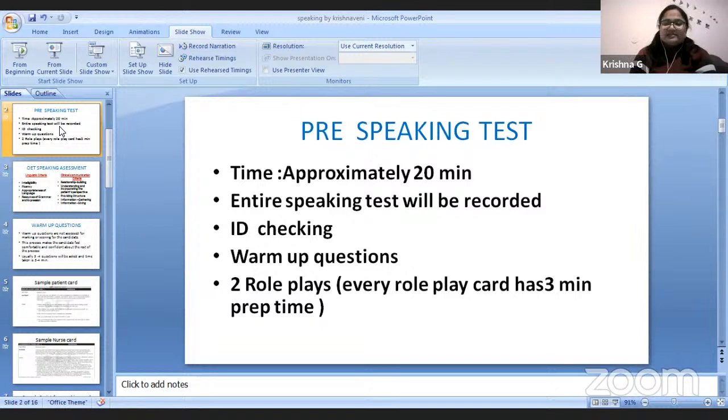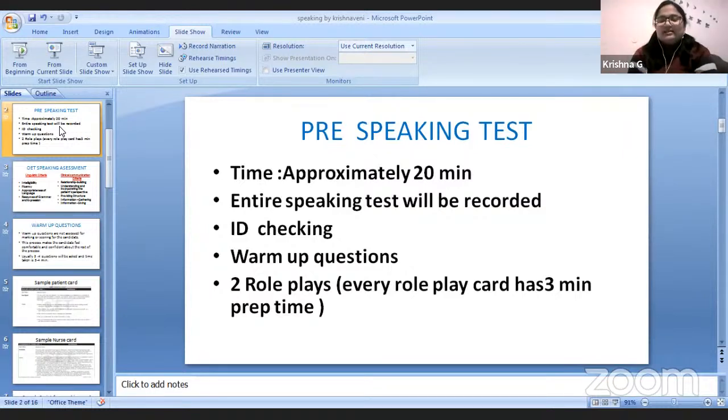Your warm-up session has been finished now. Okay, thank you. I have two role play cards. First I'll give one role play card and you will have 3 minutes preparation time for that. When you finish your 3 minutes preparation time, I will stop you. Don't worry. Then you have to start your role play card. And when your 5 minutes time is finished, I will let you know. Okay, your first role play card is here.